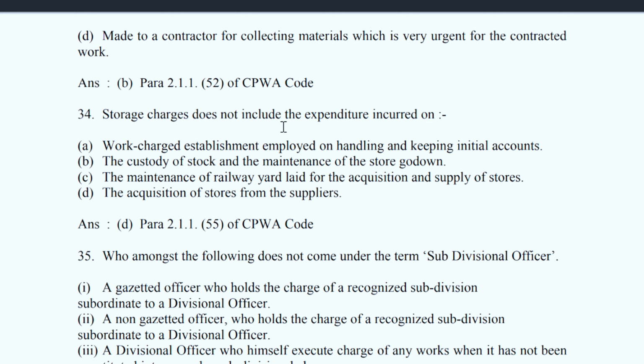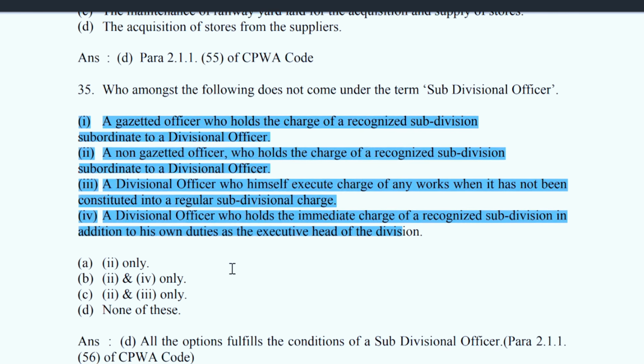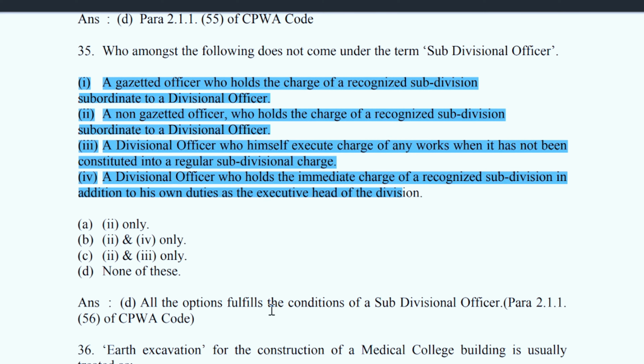Storage charges do not include the expenditure incurred on the acquisition of stores from the suppliers. Number 35. Who among the following does not come under the term subdivisional officer? So the answer is all. All the options fulfill the conditions of subdivisional officer.